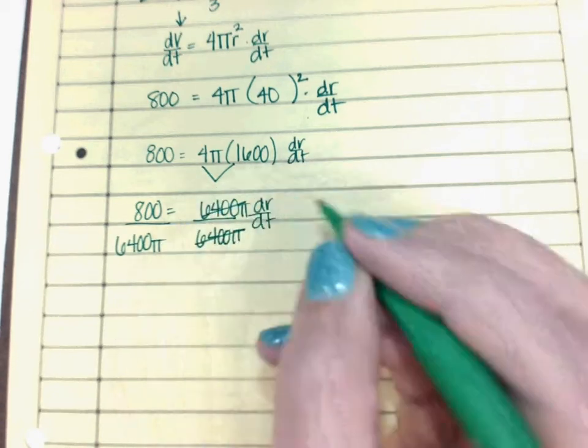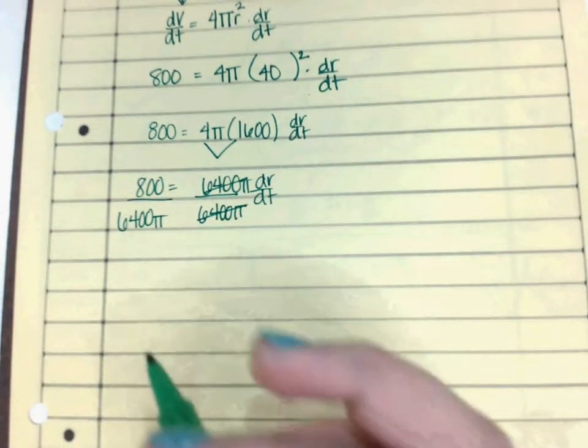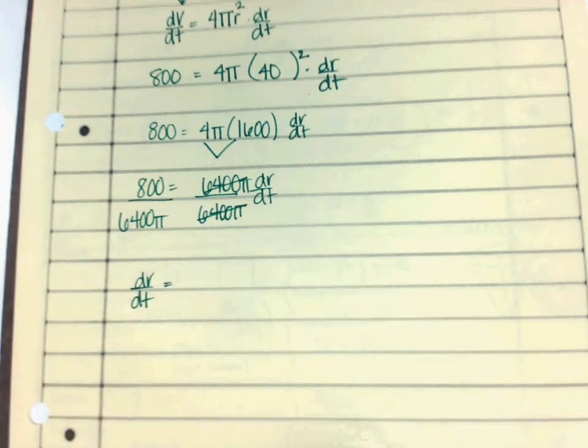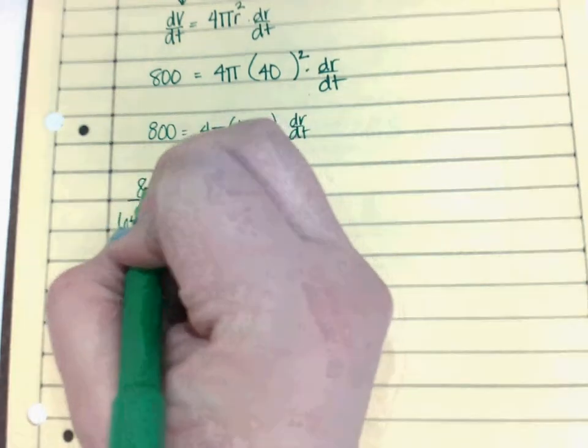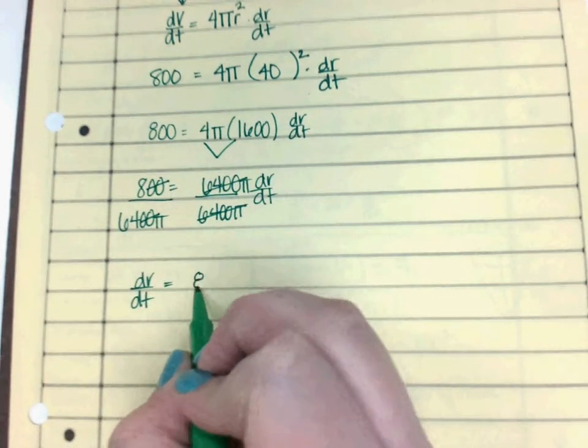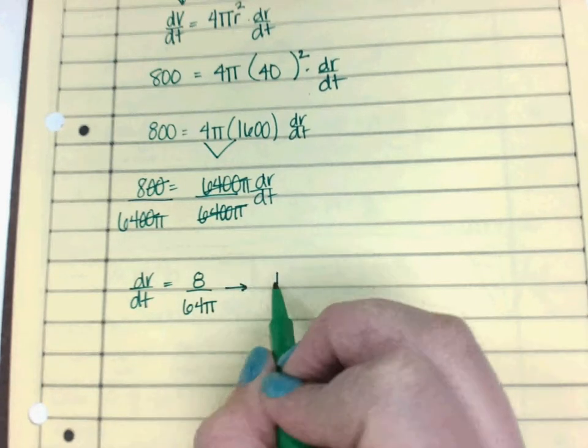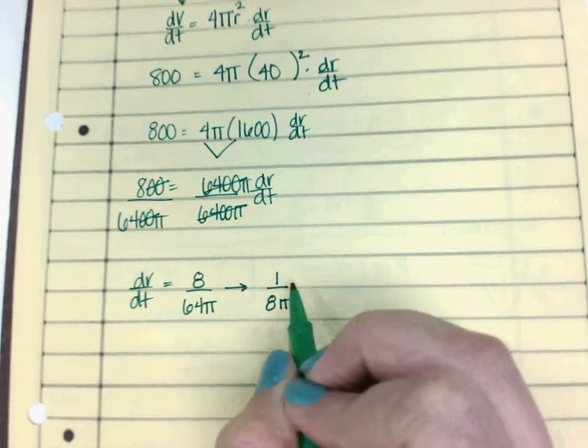Okay, so then from there, dr dt equals, okay, and then just like some little tricks that you learned at one point but maybe forgot, if you have zeros on top and on bottom, you have the same number, you can cross them out. So 800 over 6400 is really just 8 over 64 pi, and then that can reduce to 1 over 8 pi. Easy?